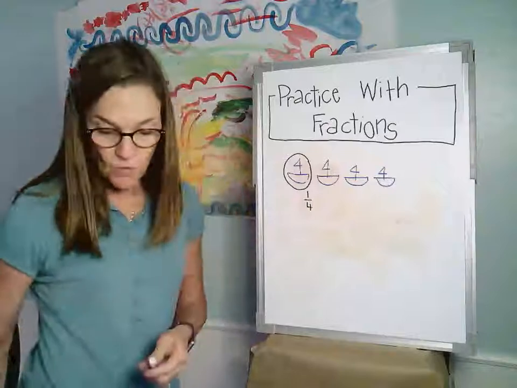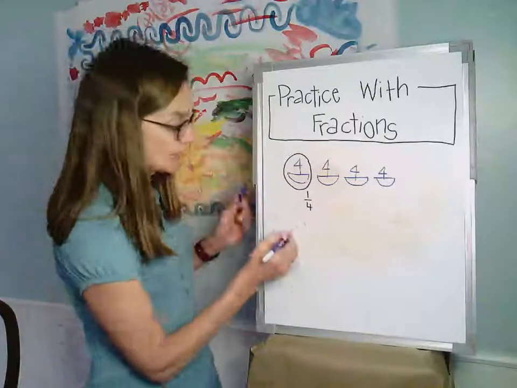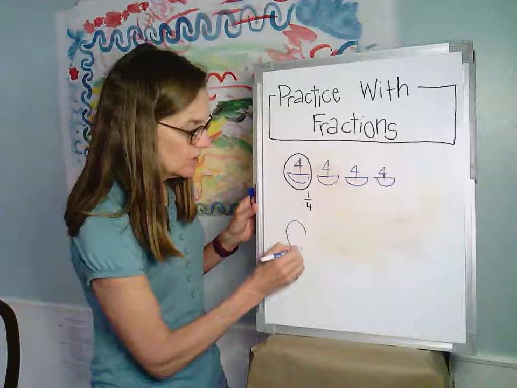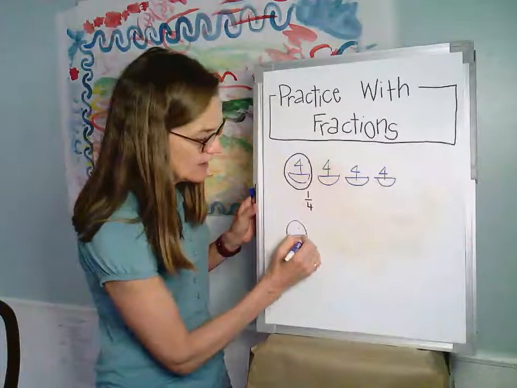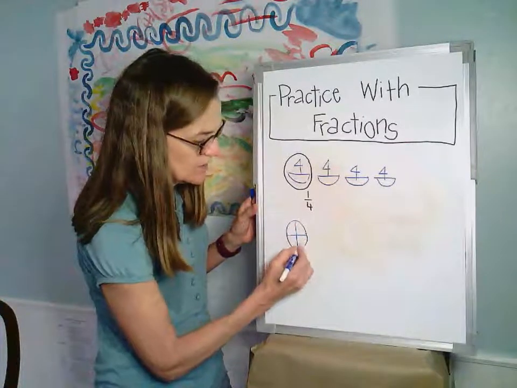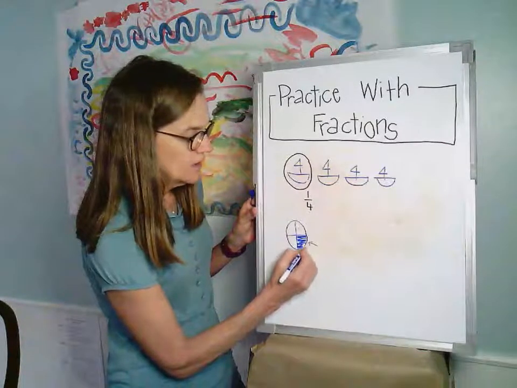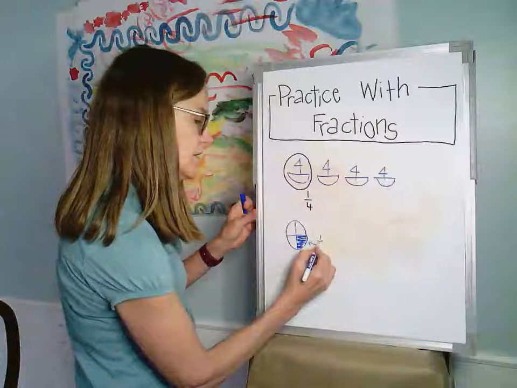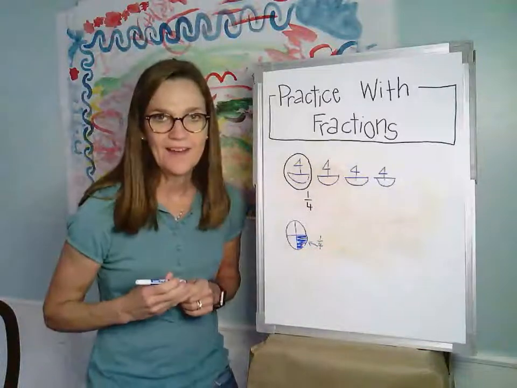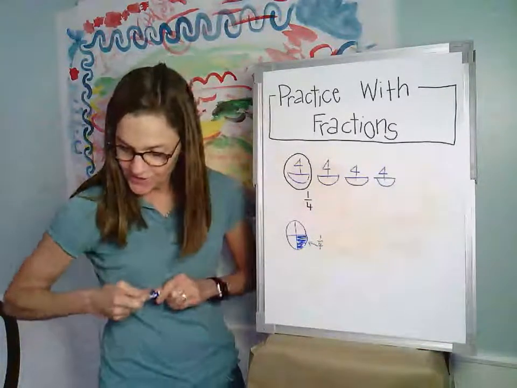Okay? If you wanted to draw a shape like a circle, you could do that and then divide it into fourths and color one part of it and label it 1/4. Okay? Okay, so you know what to do there.